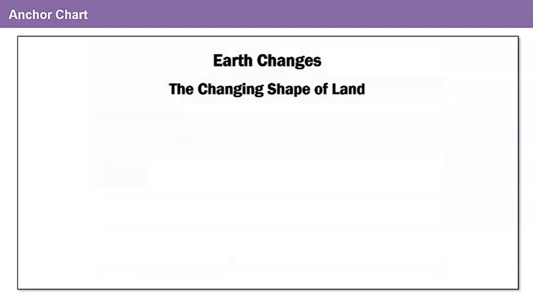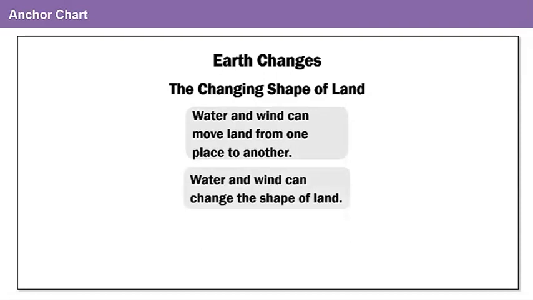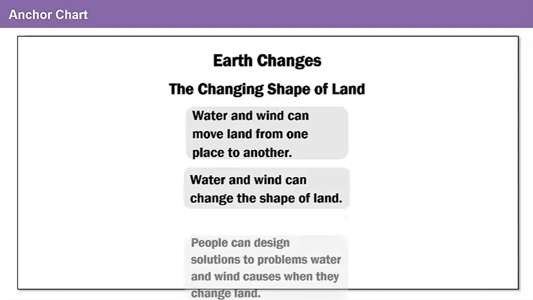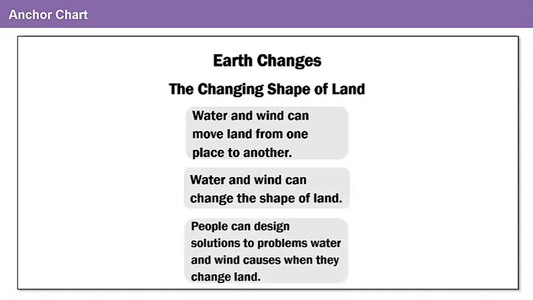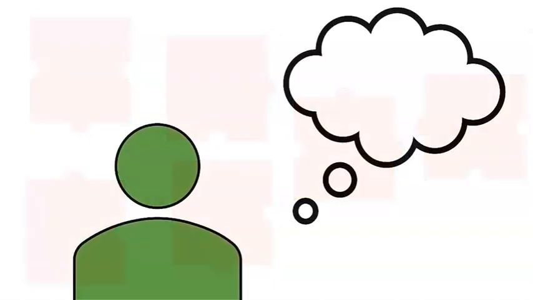Do you think we're ready to answer the question, how can land change? I know we are. Water and wind can move land from one place to another. Water and wind can change the shape of land. People can design solutions to problems water and wind cause when they change land. Great work! Whoa! We just got our 5th and 6th puzzle piece. Only 2 more puzzle pieces to go.